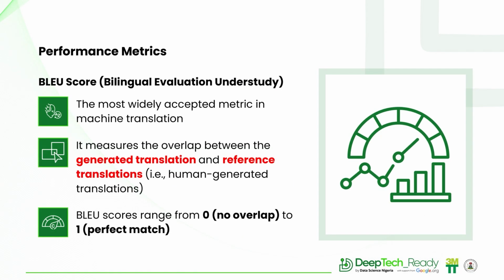Now, the BLEU, bilingual evaluation understudy, compares the n-grams in the model's output to those in the reference translations. Like I mentioned, a higher BLEU score indicates a closer match to the human translation, and that reflects the accuracy of the model's output.